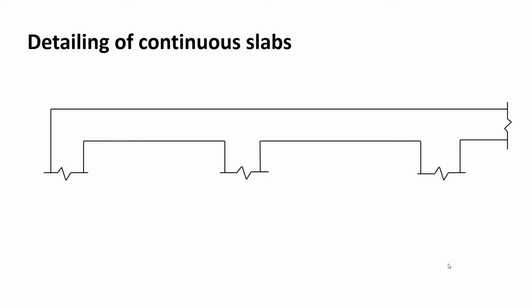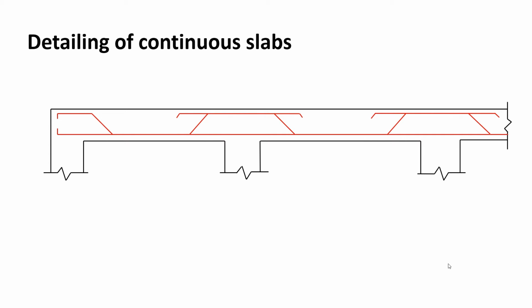Now coming to the detailing part of the continuous slabs, in order to resist the positive bending moment, we will provide the reinforcement at the mid span of the slabs. This reinforcement, which is provided at the bottom of the slab, must be extended into the supports to take care of the development length. And in order to resist the negative bending moment at the supports, we will provide alternate bent up bars. These bars can be bent up at a distance of 0.1 L from the face of the simple support and 0.2 L from the center of the continuous support.